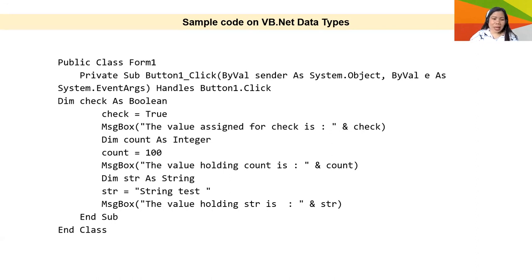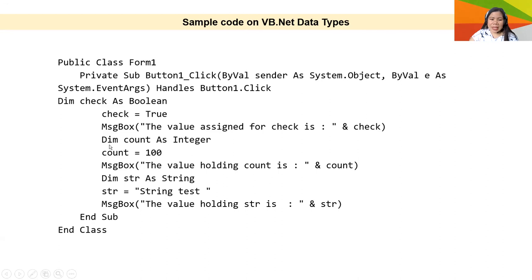Here we declare a check variable as Boolean, and we assign a value to that check variable. The value is true or false. Since it is declared as Boolean, it can only be specified as true or false, and here we specify true. Then a message box will appear if you click that button. It says, "The value assigned for check is", and then we have a closing quotation, meaning it is the text or string that will appear in the message box. Here it is put together with the assigned value for check, and that is true. Later I'll demo to you how this works.